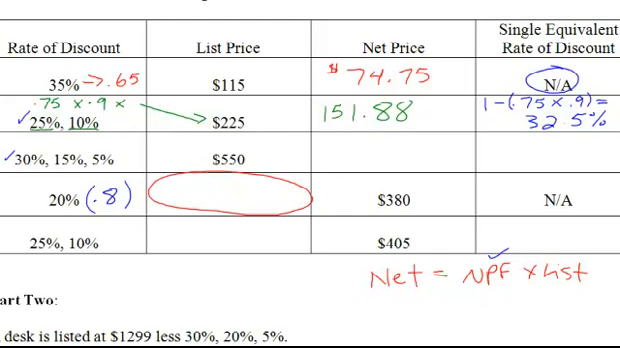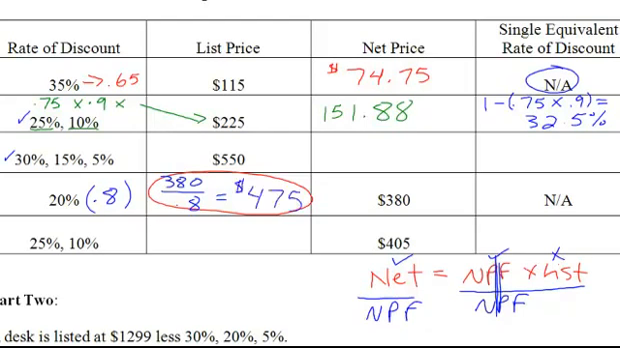So we got that. We don't have the list price, but they do give us the net price. So I know 2 out of the 3. I should be able to use algebra here. If I divide this side by the NPF and divide this side by the NPF, that's NPF divided by NPF. That's 1. That's just 1 times the list. So that's the list equals the net divided by the NPF. So in this case, we would go 380 and divide that by 0.8. And that should give us 475.